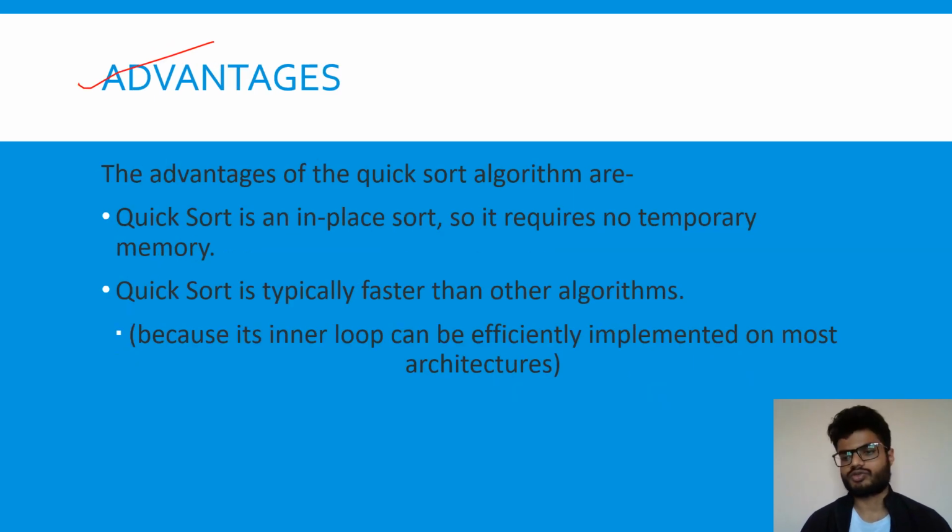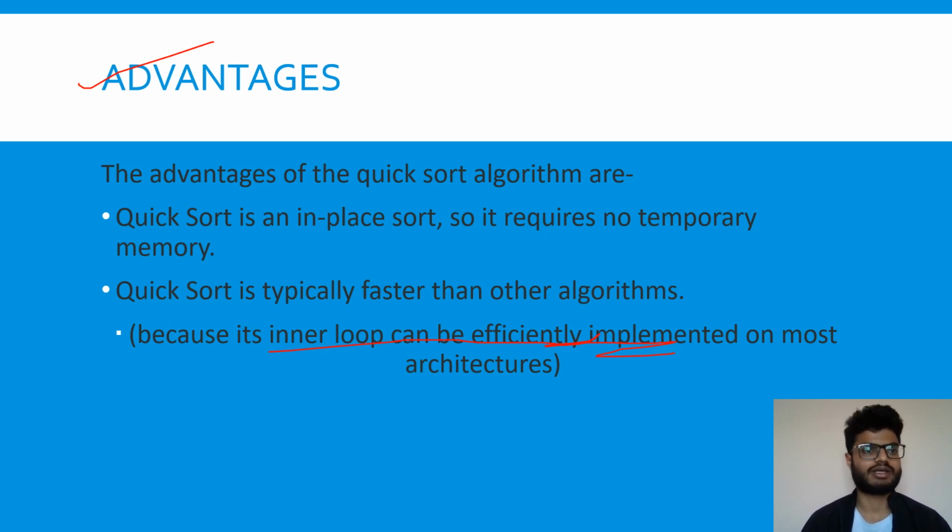So here are the advantages of the quicksort algorithm. Quicksort is an in-place sort, so it requires no temporary memory. There is no need for a temp variable to sort the given array. We just require left and right, so it is an efficient one. And quicksort is typically faster than other algorithms. As I told you before, it is very famous, and its inner loop can be efficiently implemented. It is designed in such a way that its inner loops, like the if condition and recursive algorithms, are implemented very easily by computers. So that's the advantage.